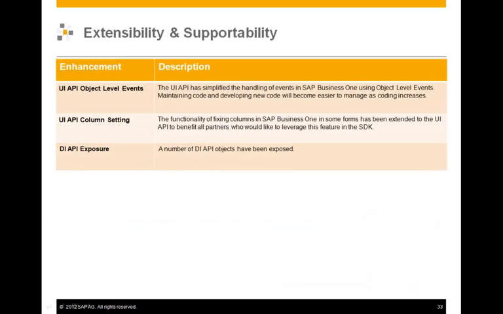Some additional extensibility and supportability topics include improvements to handling events in Business One. The UI API has simplified the handling of events in Business One using object-level events. Maintaining code and developing new code will become easier to manage as coding increases. The next topic focuses on the functionality of fixing columns in Business One within some forms. This feature has been extended to the UI API to benefit all partners who would like to leverage this feature in the SDK. And lastly, a number of DI API objects have also been exposed.